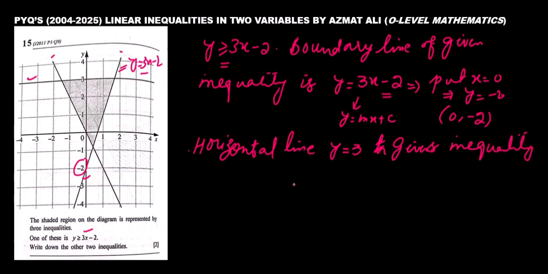Now you have to see whether the shaded region is above or below this line. Clearly the shaded region is below this line here. So below means we will take the less than or equal sign here, y less than or equal to 3.